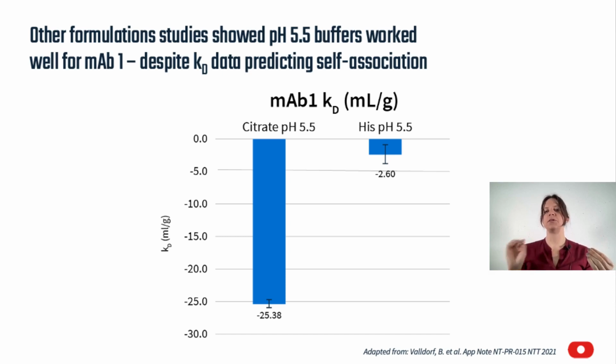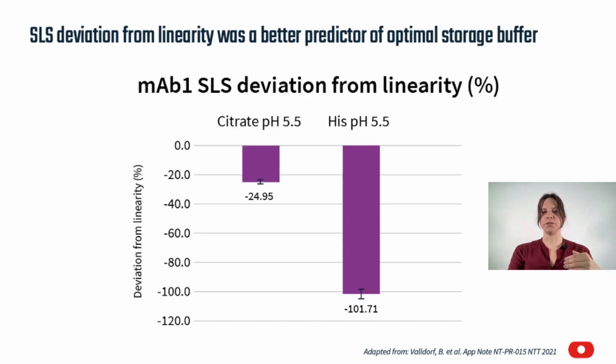So now they turn to their SLS deviation from linearity measurements. Here we see that in both instances, there is a negative deviation from the linearity, which is good. Based on that selection criteria, the group would be likely to select these buffers rather than reformulate as those KD experiments may have suggested. The group therefore concluded that for their needs, the SLS deviation from linearity measurement was a better predictor of high concentration behavior.